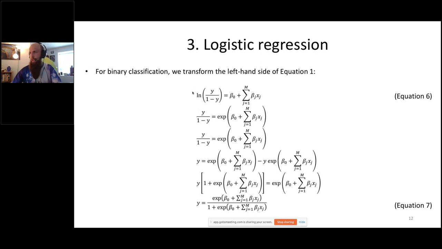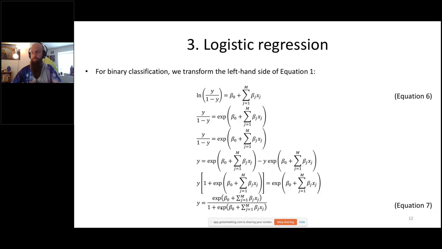On this top line here, you have ln of y over 1 minus y equals a bunch of stuff. And then going through the derivation here, I'm just isolating y and rearranging so that you end up with an equation that only has y on the left-hand side. You can look at whichever version of the equation you prefer, equation 6, which is the top line, or equation 7, which is the bottom line. They're both the same thing, but this is the logistic regression equation.